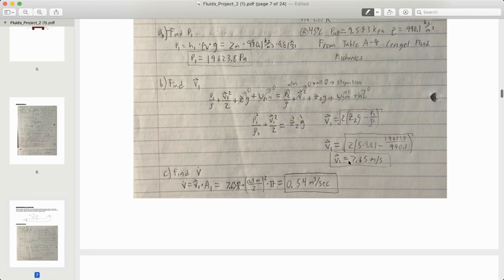And then we can use the linear velocity for the last part to find the volumetric flow rate just by multiplying it by the area. And we'll find that the volumetric flow rate is 0.54 cubic meters per second.